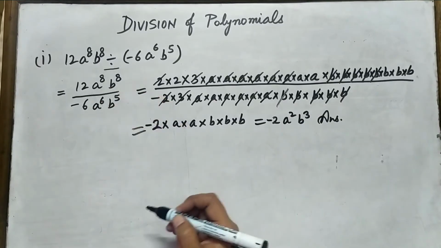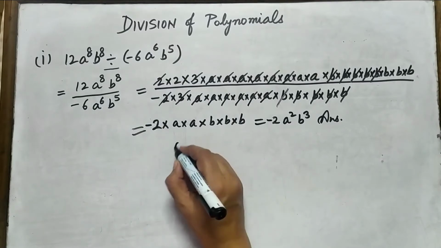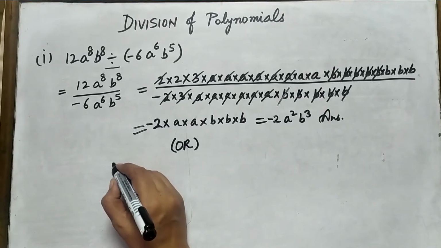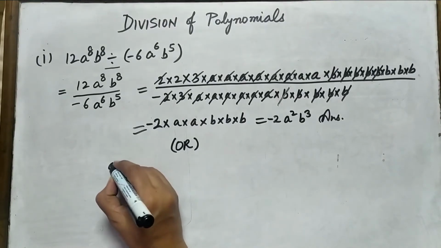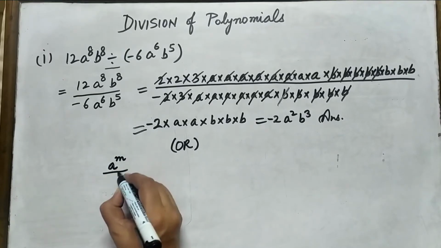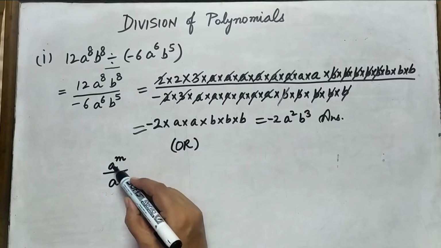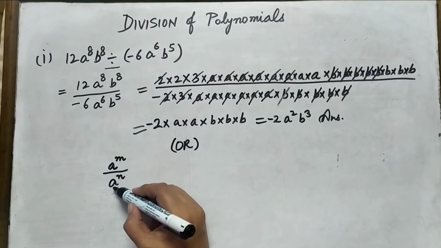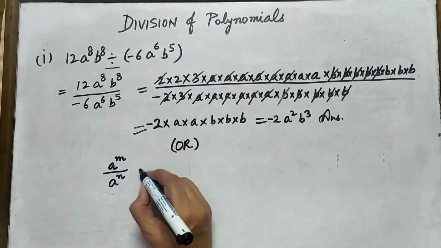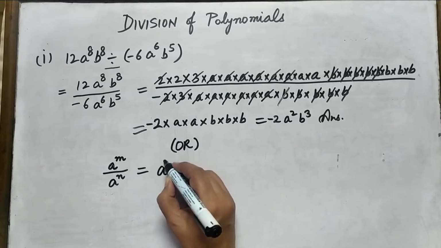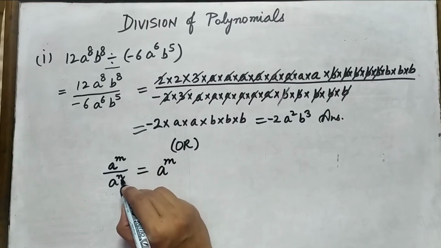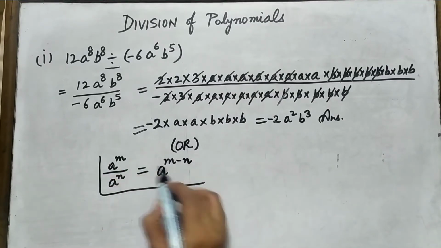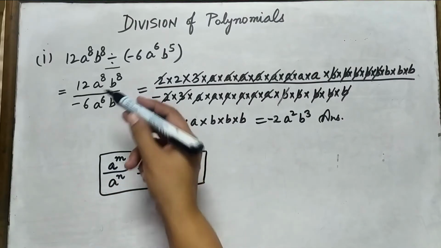The same sum we can do with the help of a formula, when we have two terms for division that have the same base and different powers like this. Here the base is a and the exponent, the power, is different. For the same base and different powers, we have the formula a raised to power m, the numerator power, minus the power in the denominator. This is the formula we can use to solve this given sum.